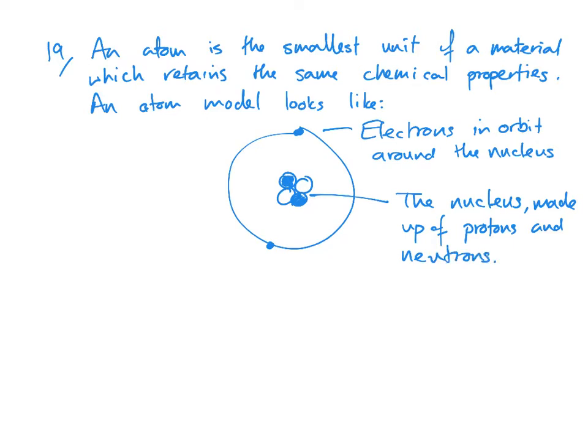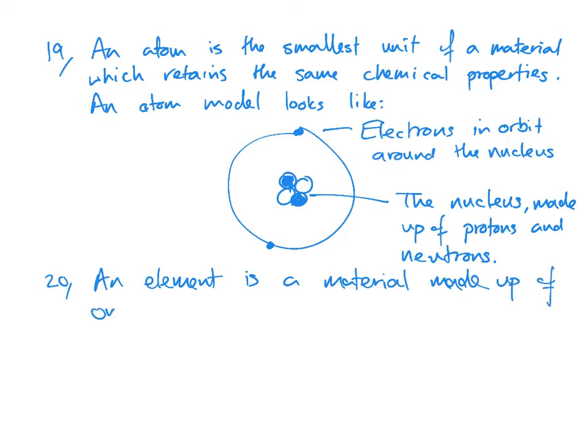The other part that we mentioned briefly yesterday: an element is a material made up of only one type of atom. Most materials will be a mixture, but if they're pure, if there's only one type of atom, then that's what we call an element.